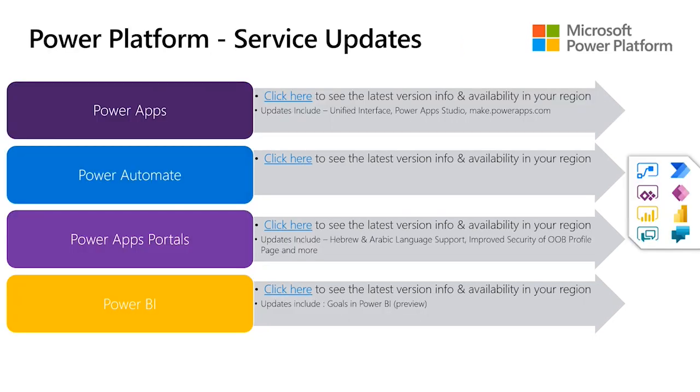Also, on the Power Platform side, there are service updates there as well. In the Power Apps realm, things like Unified Interface, the actual Power Apps Studio, the Maker portal, all those kinds of things include different updates. So you can look there and see what the latest updates are and what's included in each one of those. Power Automate's no different. You can check the link there and see your version and what's available in your region.